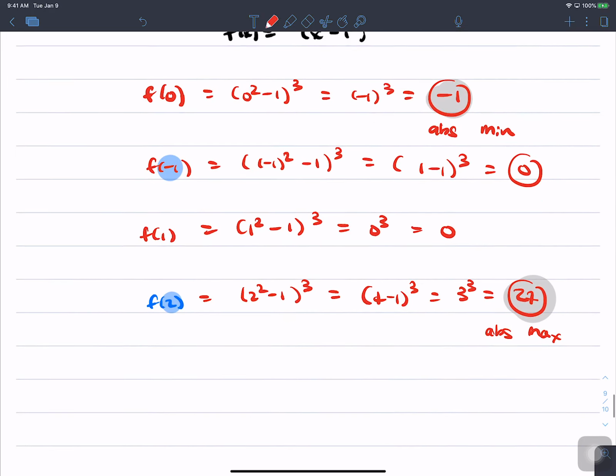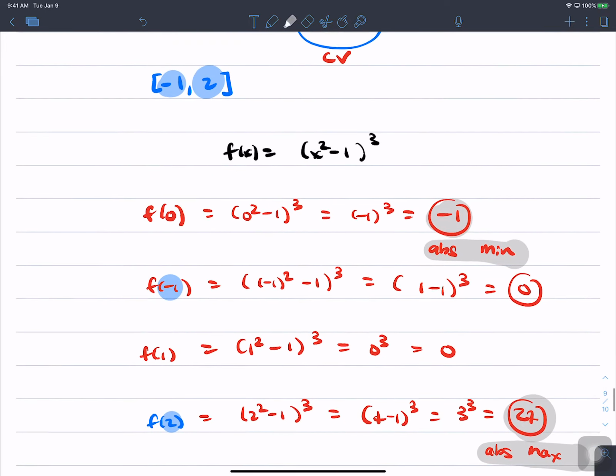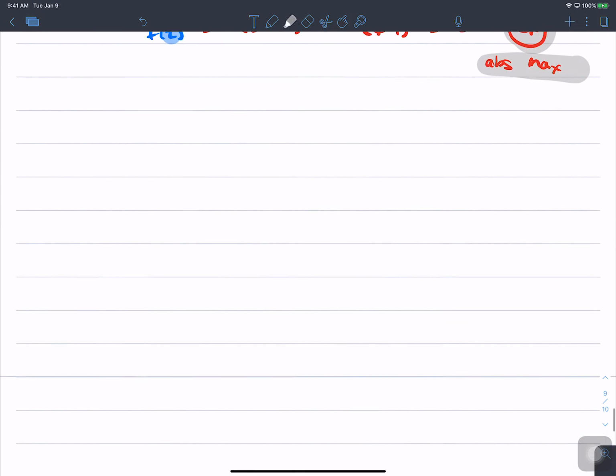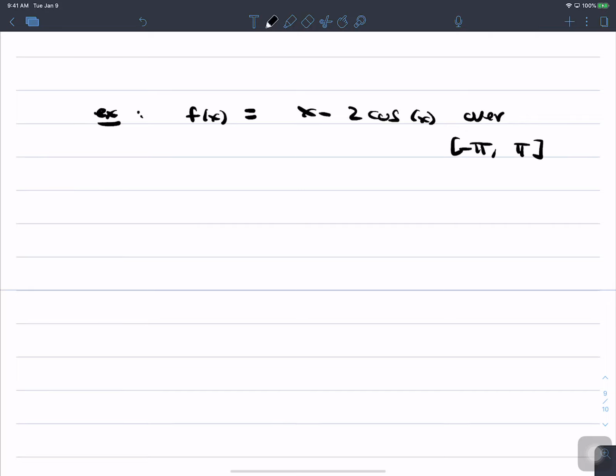So you answer the question: you've got absolute maxes and absolute mins. And so, ladies and gentlemen, there you go. That's the closed interval method. You have to check the value of the function at the critical values and at the endpoints. Maybe we'll try just one more for the road, a nice one like this. Let's say f of x equals x minus 2 cosine x, over -pi to 2 pi.